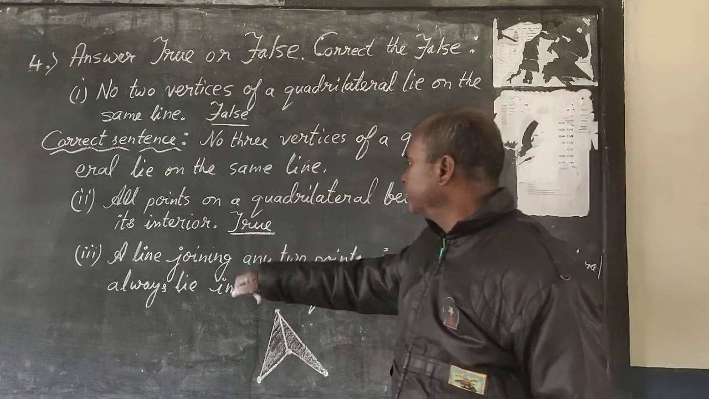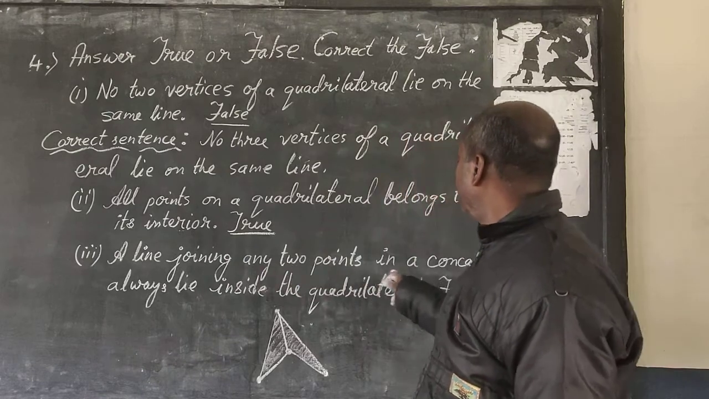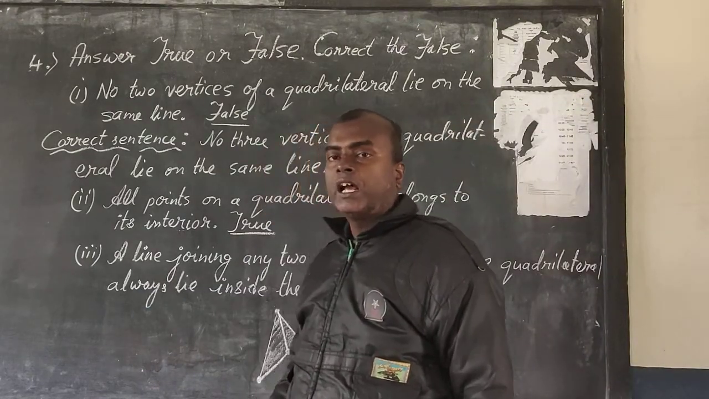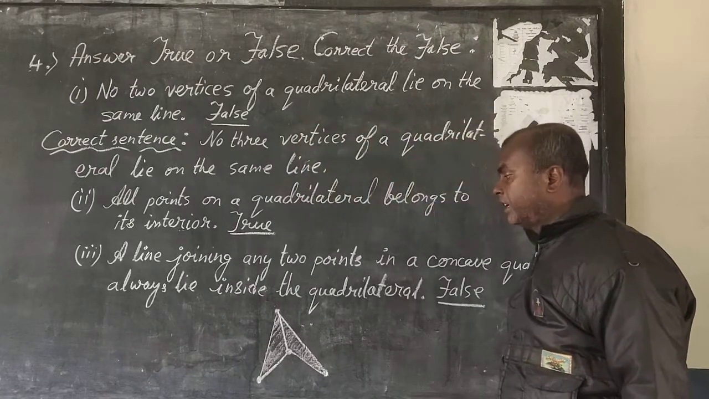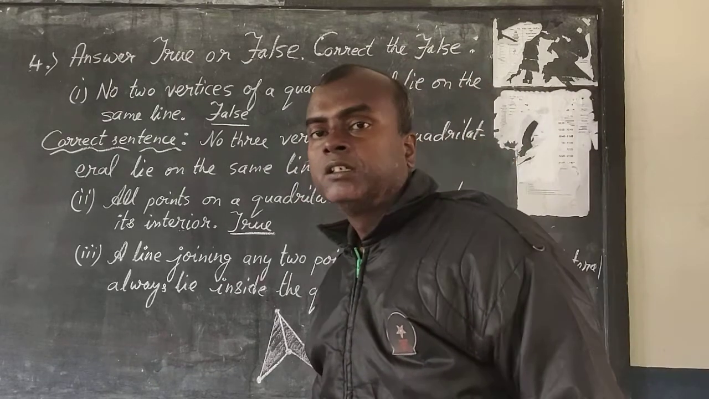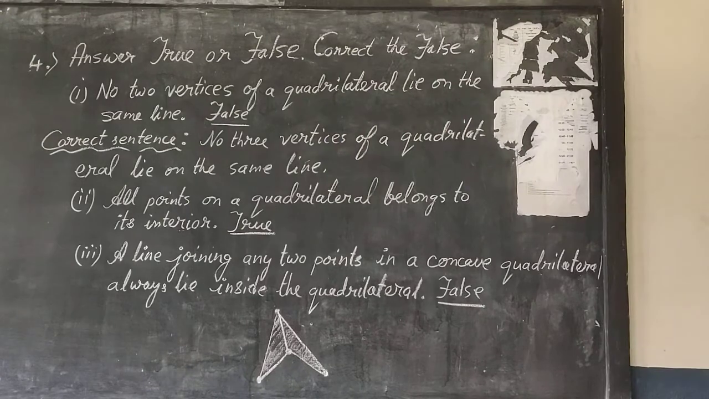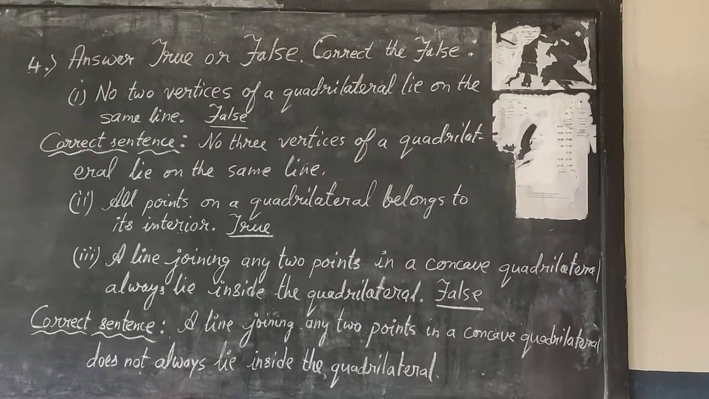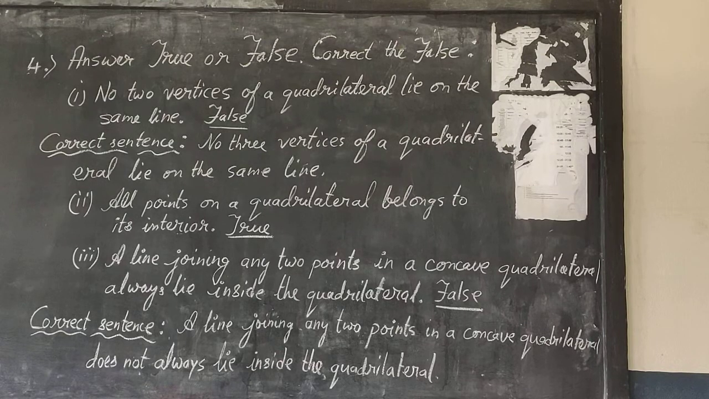So what will be the true statement? The line joining any 2 points in a concave quadrilateral does not always lie inside the quadrilateral. That will be the correct sentence. For part 3, a line joining any two points in a concave quadrilateral does not always lie inside the quadrilateral.